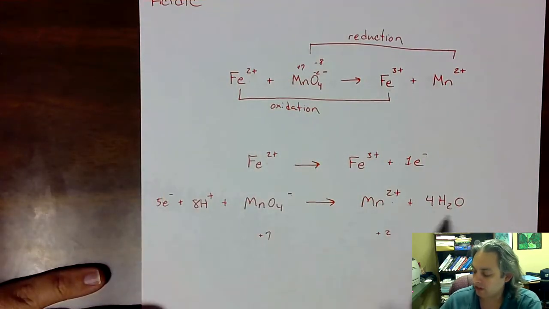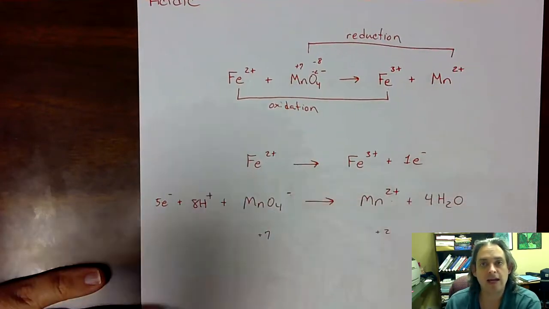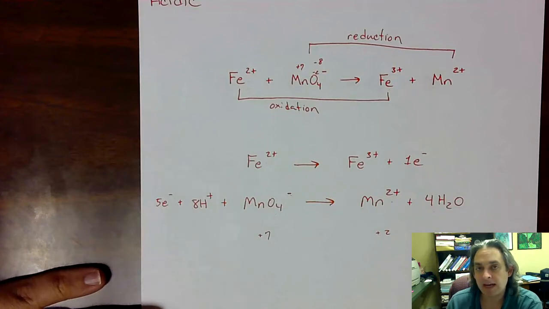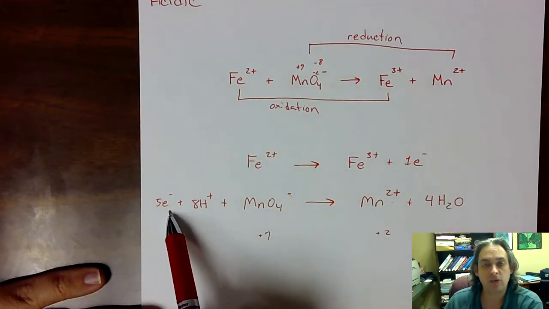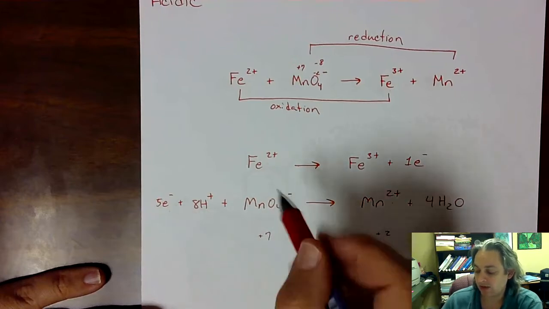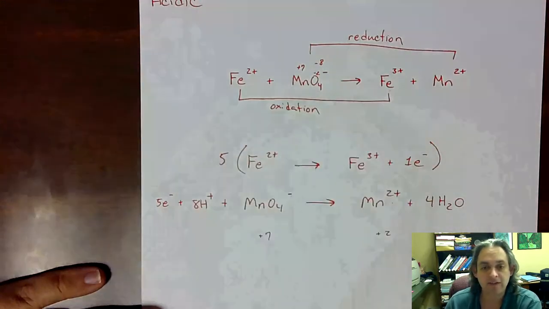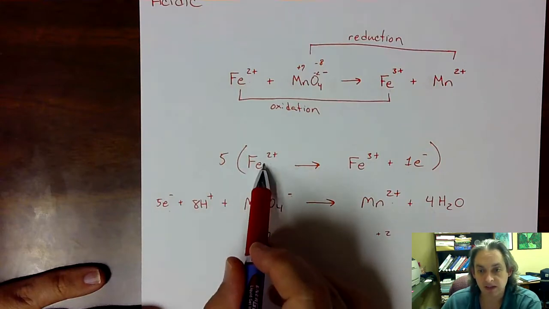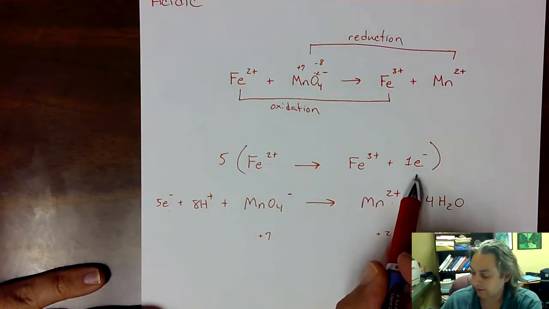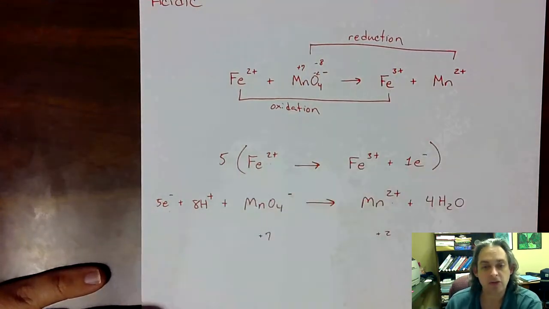Now that we've balanced out the charge here and we balanced out the charge here, we need to combine these 2 half reactions. So before we combine them, we need to make sure that our electrons are equal. Right now we have 1 electron here and 5 electrons here. So we need to balance out the electrons. And we do that by multiplying this whole reaction by 5. When we do that, we end up with 5 Fe2+, 5 Fe3+, and 5 electrons. And so when we add these 2 half reactions now, the 5 electrons will cancel.